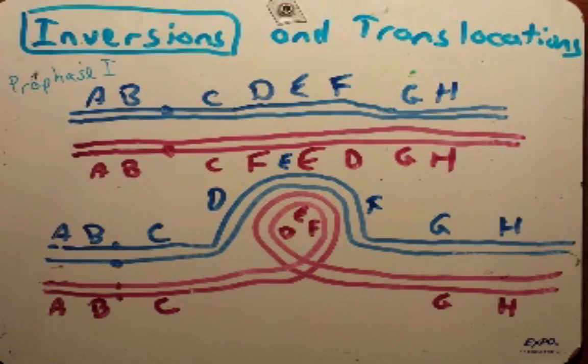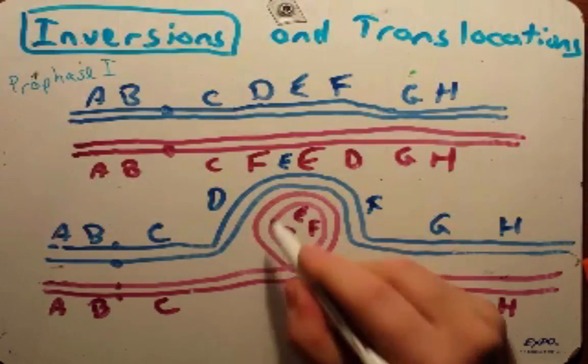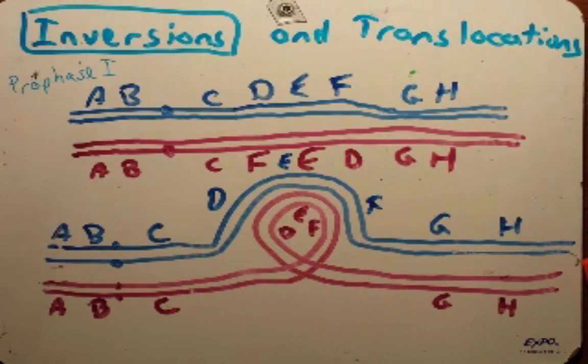Now the problem comes when we have a crossing over event within the inverted loop region, and then the gametes we get are going to be different. And now I'm going to need to erase this top part up here because this is where I'm going to draw the gametes, because I don't have any room down here. So let's erase this top part.